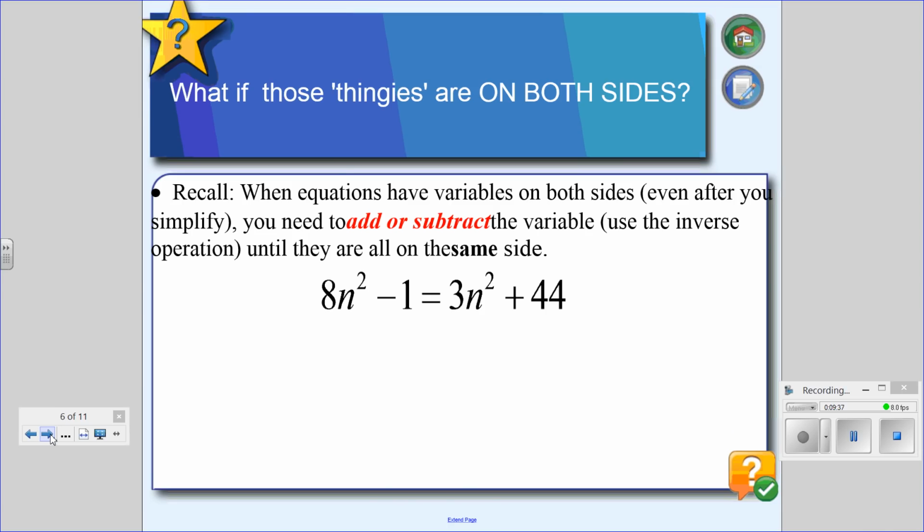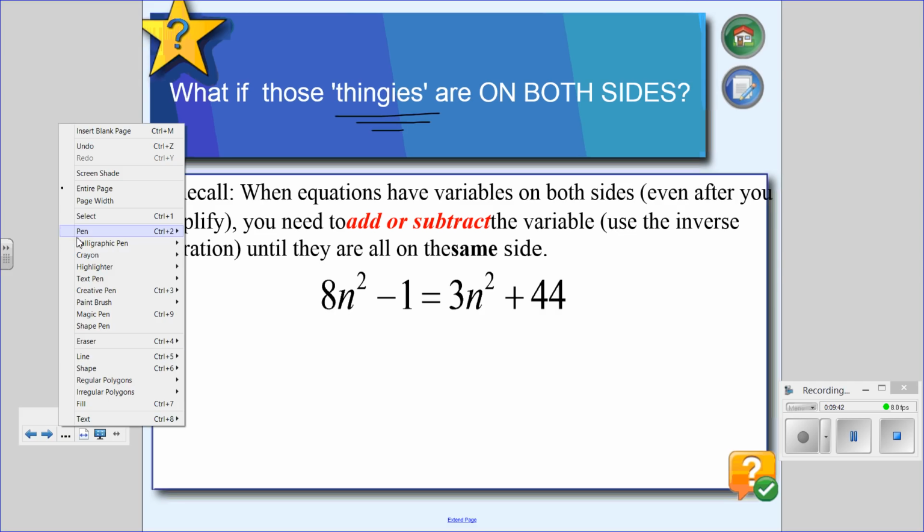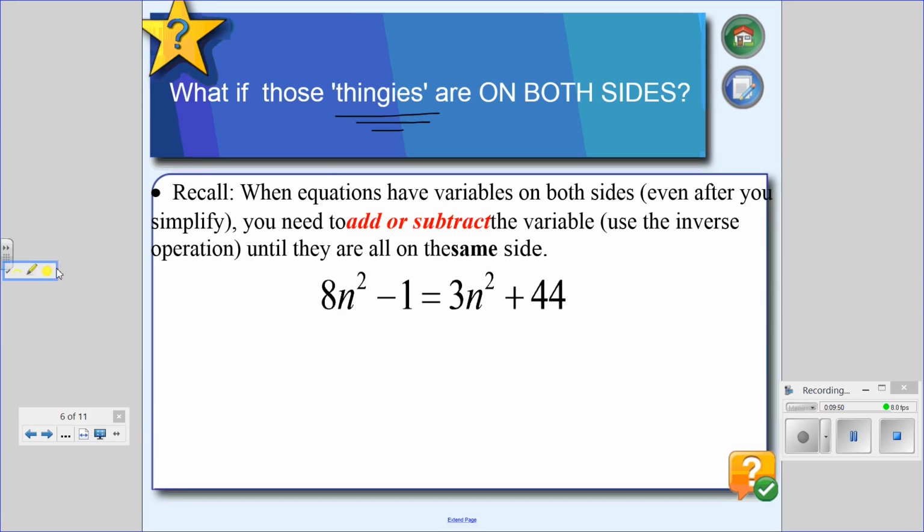Okay? But what if those thingies are on both sides? So recall, back to Unit 6. When you have the variable expressions or the variable terms on both sides, even after you have simplified it, you need to add or subtract the variable using inverse operations until they are on the same side. I'm not sure exactly why my text is all jumbled up there. Let's see if we can fix that. Nope, not fixing that right now. Okay, so we're going to have to add or subtract the variable until they are on the same side.